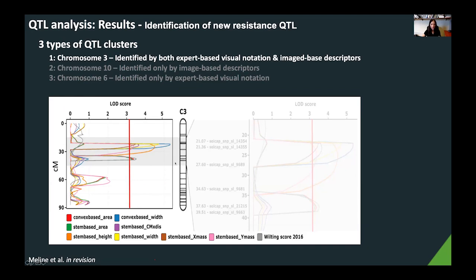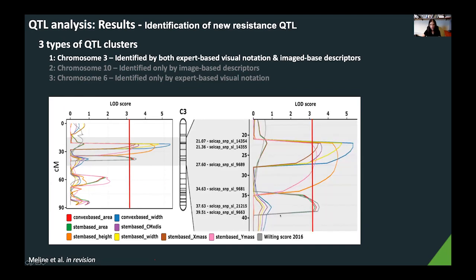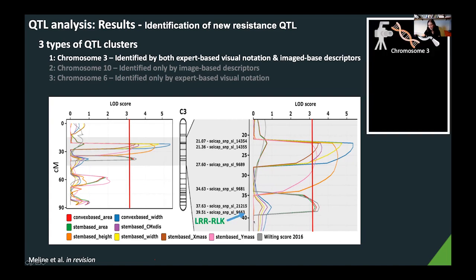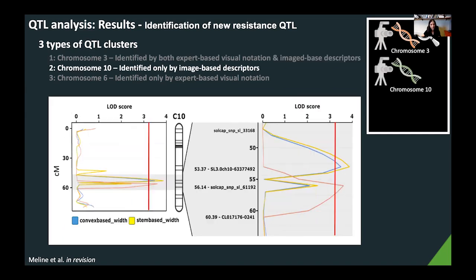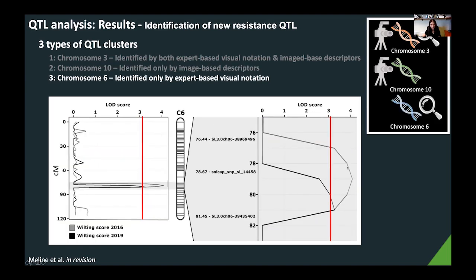Okay, so just to dig a little bit deeper, here is the QTL on chromosome 3. And here's our wilting score in 2016. And you can see that it has the same peak as the QTL for area. We are particularly excited about this QTL because there are a number of different defense-related genes under this peak, although there's still a lot of genes underneath this peak, including leucine-rich repeat receptor-like kinases. So then the QTL on chromosome 10, remember this group is only by image-based descriptors. And so here we have one for width. And then the QTL on chromosome 6 that was only identified by expert-based visual notation here.